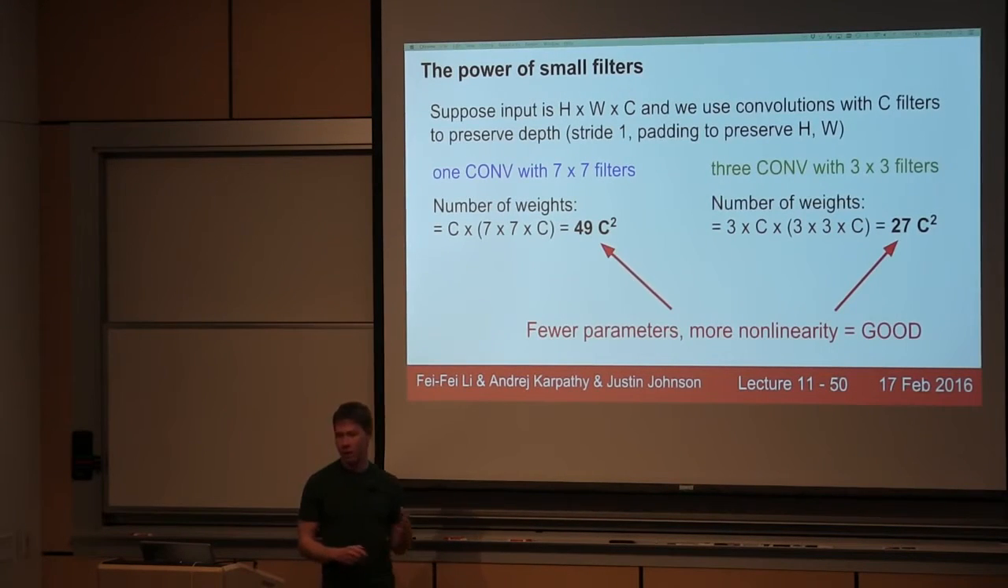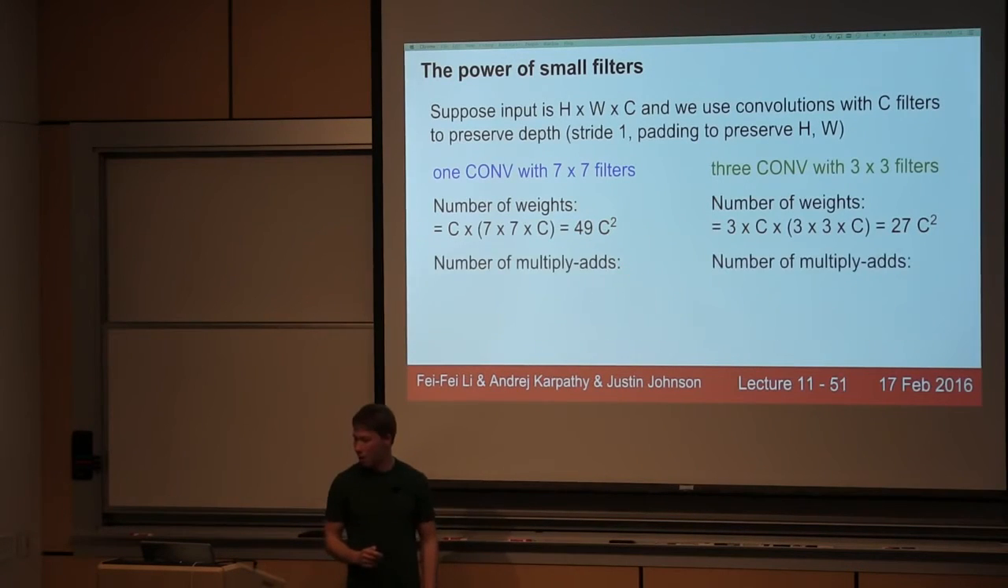And assuming that we have ReLUs between each of these convolutions, we see that the stack of three 3x3 convolutions actually has fewer parameters, which is good, and more nonlinearity, which is good. So this gives you some intuition for why a stack of multiple 3x3 convolutions might be preferable to a single 7x7 convolution. We can take this one step further and think about not just the number of learnable parameters, but how many floating point operations these things take. Anyone have a guess for how many operations these two take?